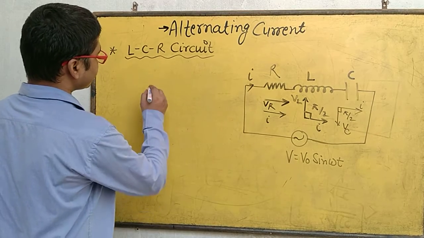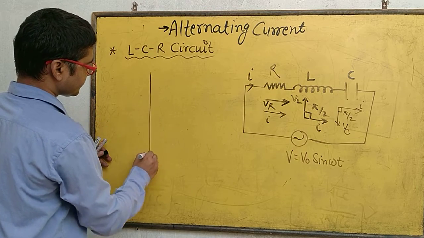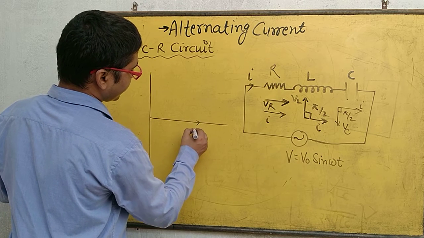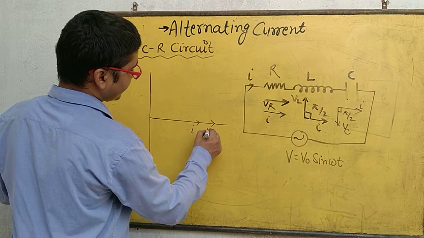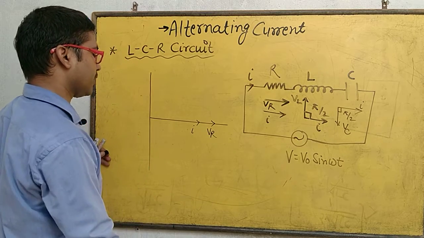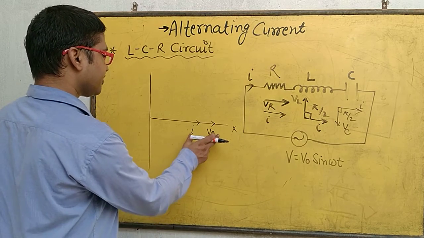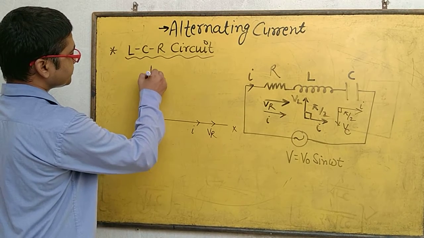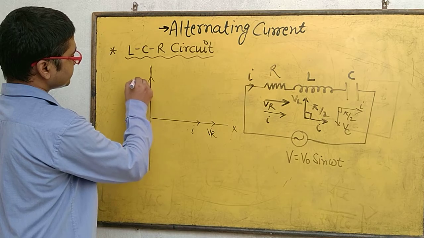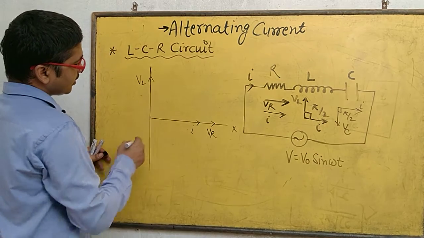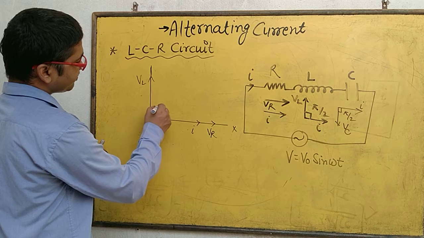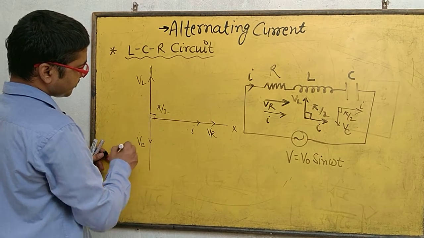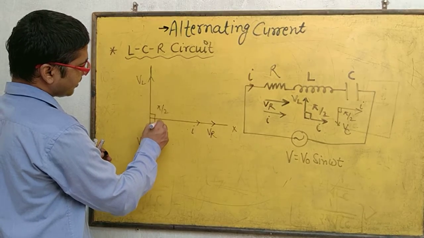So, the phasor diagram for this circuit. This one is the current I and voltage VR, along the x-axis. You can see these two are in the same phase. Then voltage VL is leading the current I by phase pi by 2. Then voltage VC is lagging behind the current I by the same pi by 2.